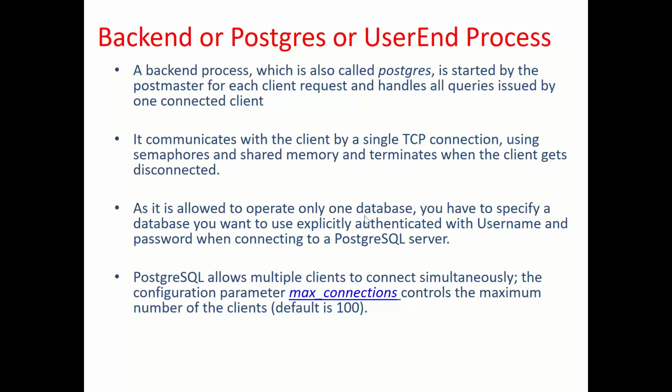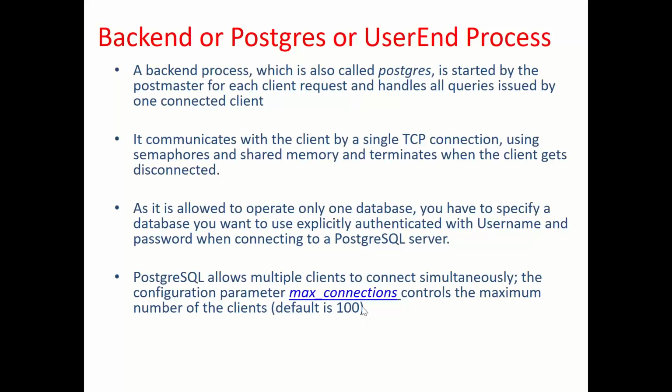As it is allowed to operate only on one database, you have to specify the database you want to explicitly get authenticated with the username and password. Maybe it's the same cluster but a different database, you have to make a different connection. So it can only connect to one database at a time. Postmaster allows multiple clients to connect simultaneously. The configuration parameter max connections has a default value of 100. So you can just assume it was initially not made for a database with huge consumption.